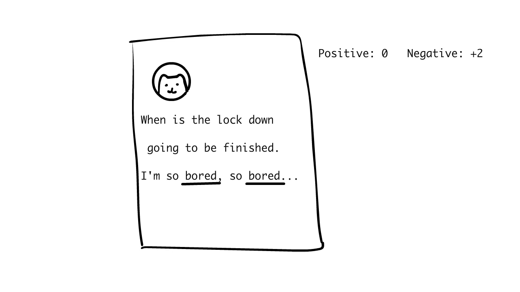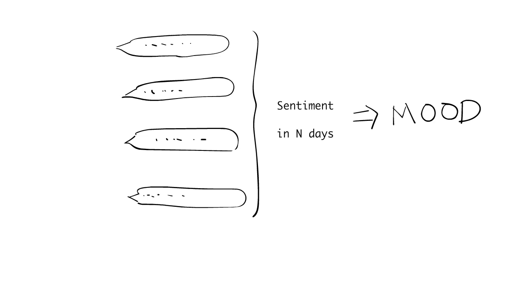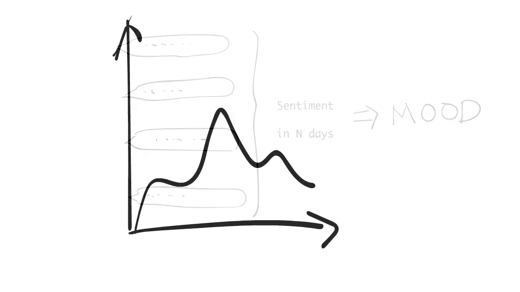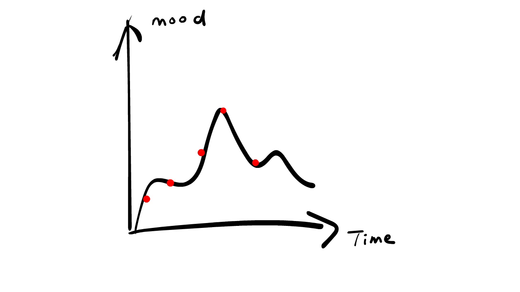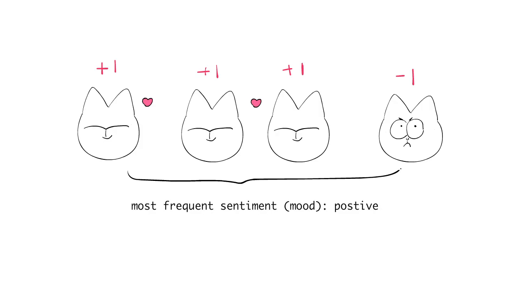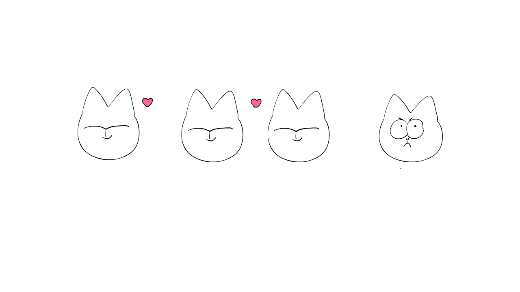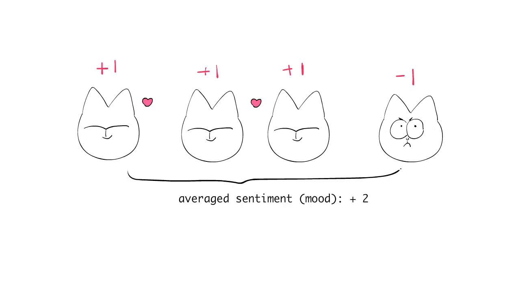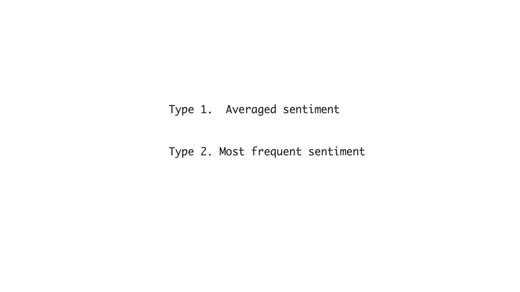Now we need to think about how to convert emotions to mood. We define the emotions in a period of time as mood. We call this period of time a time window. We don't know what is the appropriate size of the time window, so we try different ones: 3 days, 7 days, or 14 days. Another question is, shall we use the most frequent emotion to represent mood, or shall we use the averaged emotion to represent mood? We don't know, so we try both.